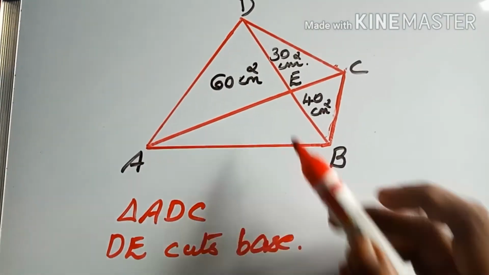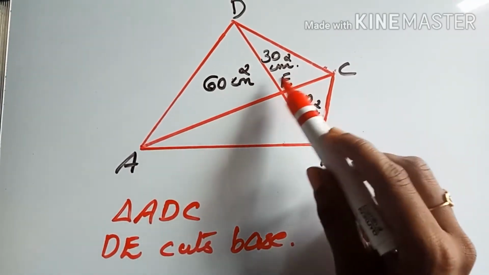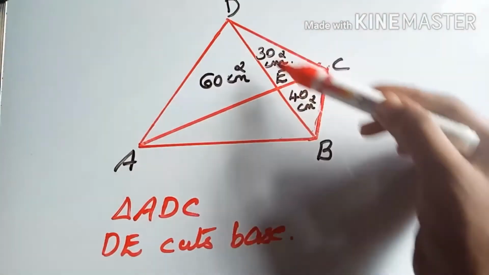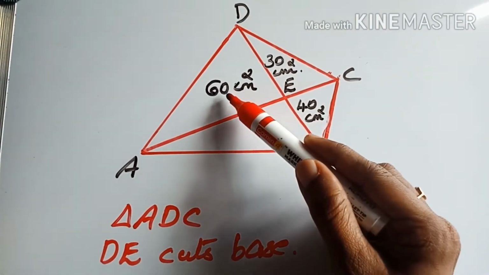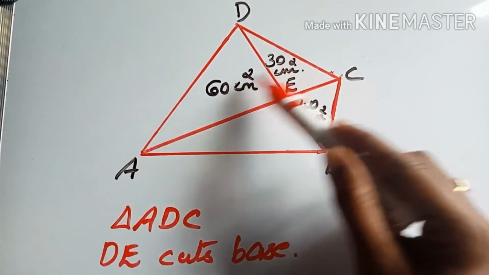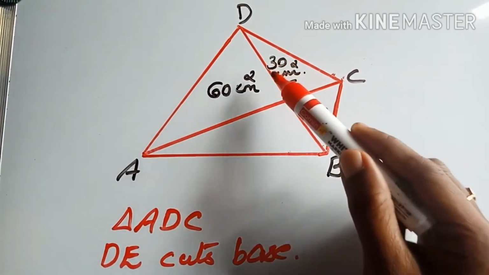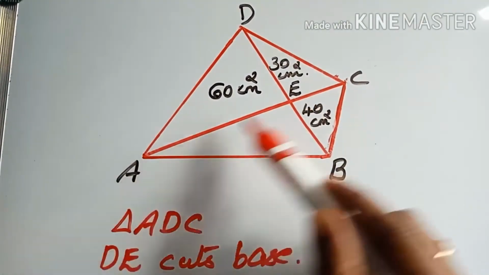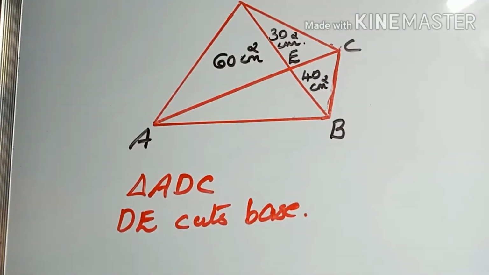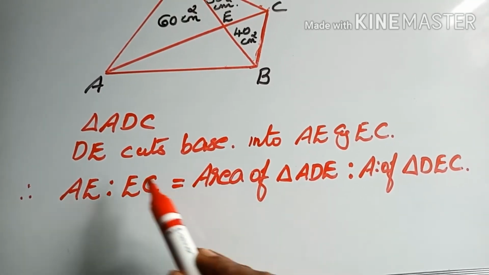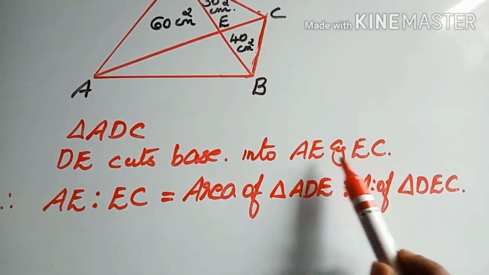Now, when we draw a line like this, what will happen? We learned that the line will divide the base in the same ratio as the areas of the two parts. That means after drawing this DE, that large triangle is divided into two parts. The areas are given as 60 and 30. So 60 is to 30 we need to write. That same ratio will be for the base also. Since DE cuts the base into AE and EC, these two are the parts of the base.